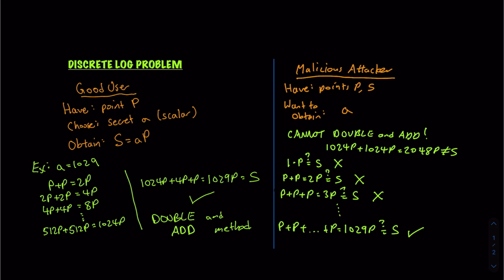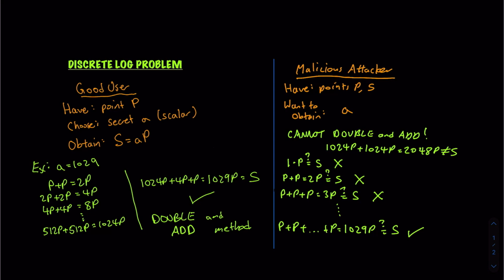You can imagine that if the value I chose for A was enormous, and we're talking a 300 plus digit number, the difference in the time it takes me to calculate the value of A times P, and for the attacker to find out what A is, would grow exponentially to the point where it would only take me a reasonable amount of time to calculate this, but for the attacker, it would take more time than the age of the universe.